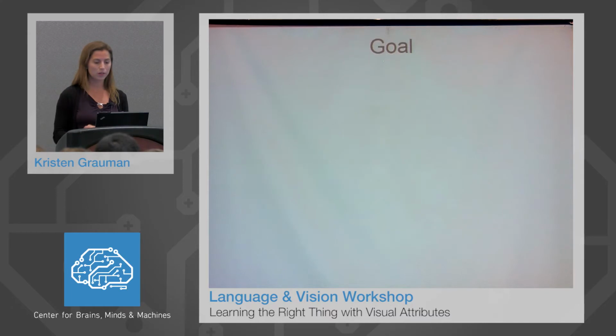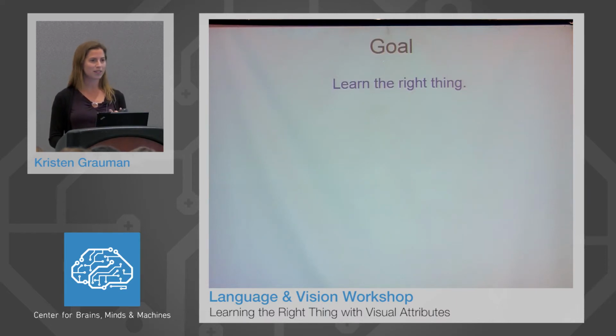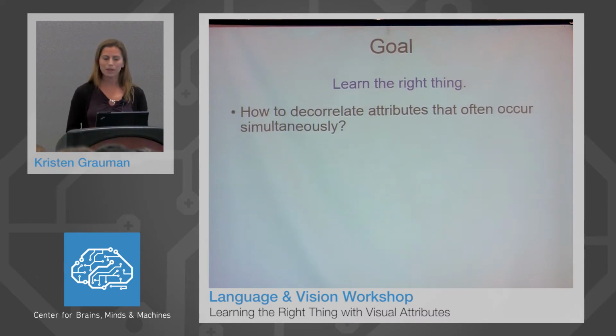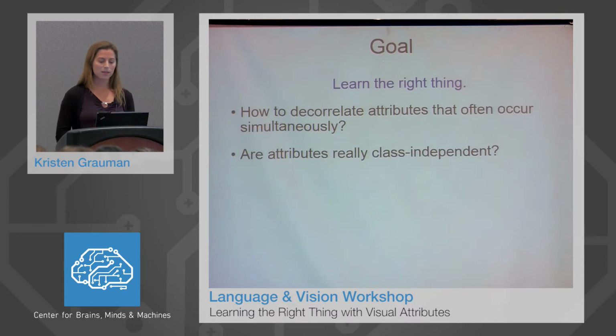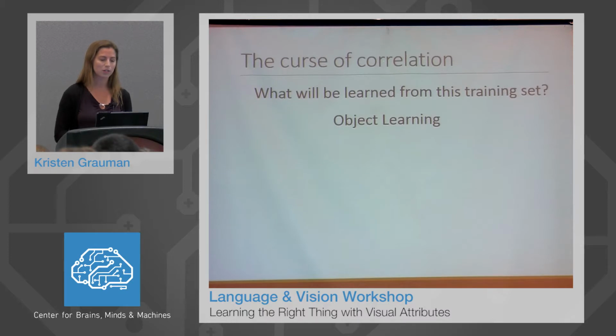Okay, so what is our goal? Well, let's learn the right thing. And we have to think about what that means. I'm going to break out three different components towards this goal. The first one is, how do we decorrelate the attributes that co-occur? The second one is, can we question whether attributes really are class independent? And the third one is, how do we detect fine-grained differences? Okay, so let's look first at this decorrelation issue.